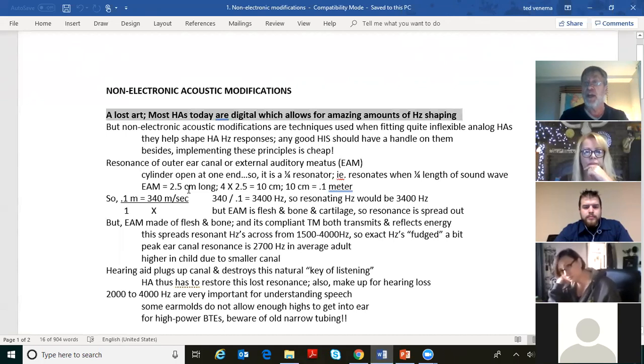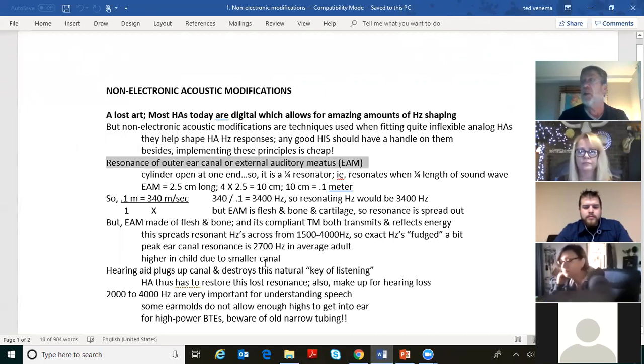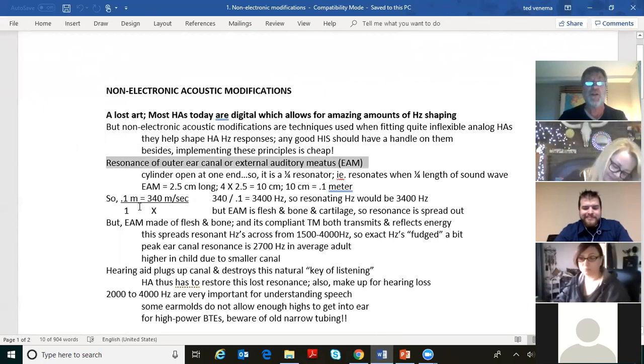Most hearing aids today are digital, which allow for amazing amounts of frequency shaping. But never forget the resonance of the outer ear canal. I'm hearing something dinging away here. I don't know what it is.